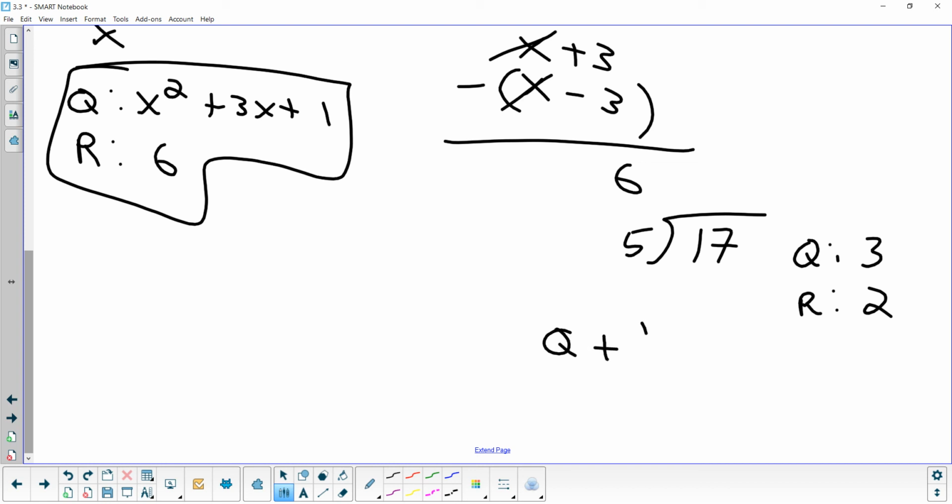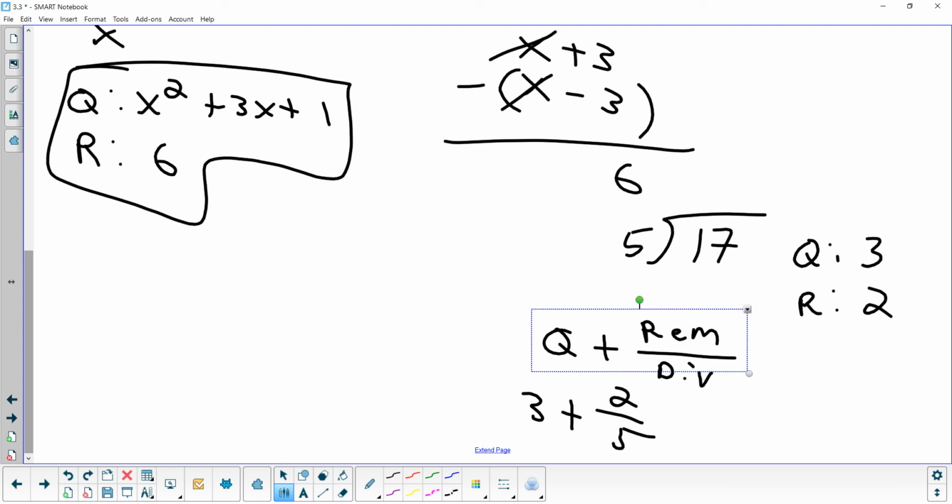So one way you can write your answer is quotient plus remainder over divisor. And if you're like, huh? What does that mean? Well, try it. The quotient is 3. The remainder is 2. And the divisor is 5. The answer is 3 plus 2/5, or 3 and 2/5. That's what 17/5 is. 3 and 2/5. So quotient plus your remainder over the divisor.